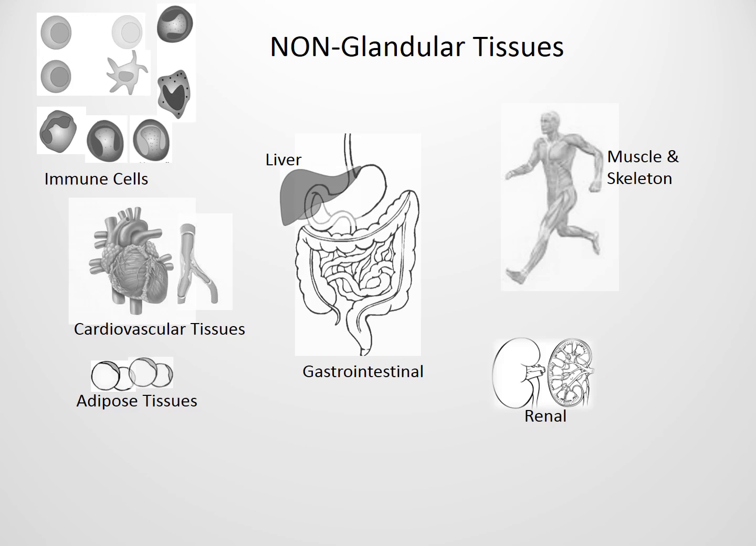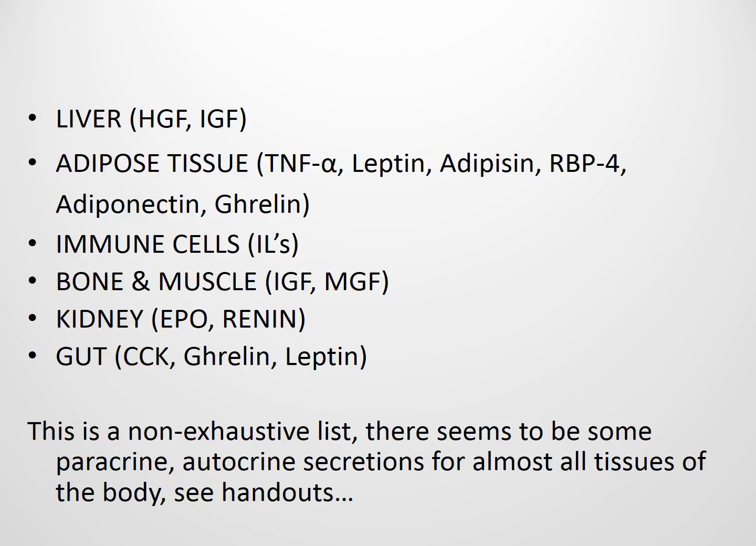So now let's take a look at the non-glandular tissue coming from the immune cells, liver, gastrointestinal tissues, cardiovascular tissues, adipose tissues, the renals. This is a non-exhaustive list. Coming from liver, we have things like hepatic growth factor, HGF, insulin-like growth factor, IGF. Coming from adipose tissue, we have hormones such as TNF-alpha, leptin, adipocin, RBP4, adiponectin. Coming from the immune cells, we have all of the various interleukins, the ILs.